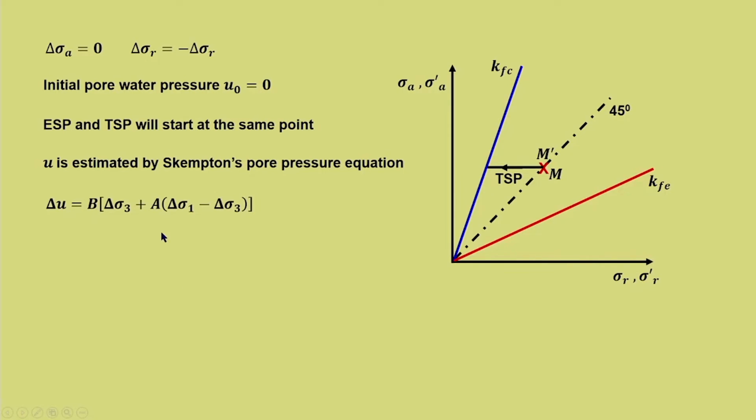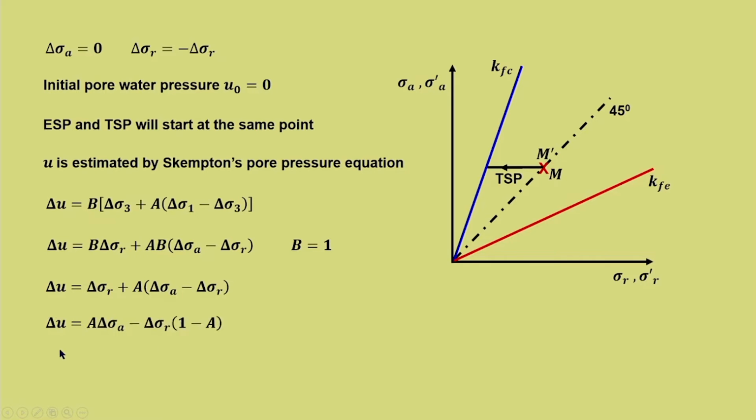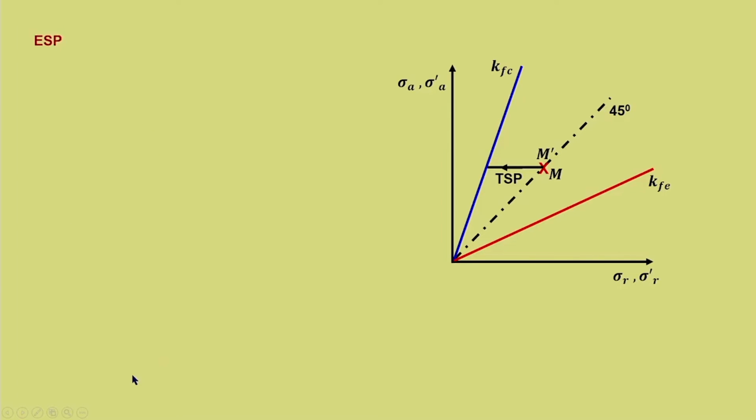So, delta U, again the same procedure, is written in terms of delta sigma R and delta sigma A, with B equal to 1. So, delta U is equal to delta sigma R, rearranging this, plus A into (delta sigma A minus delta sigma R). So, delta U is equal to A into delta sigma A minus delta sigma R into (1 minus A). So, now delta U is delta sigma R into (A minus 1). So, earlier the expression was different.